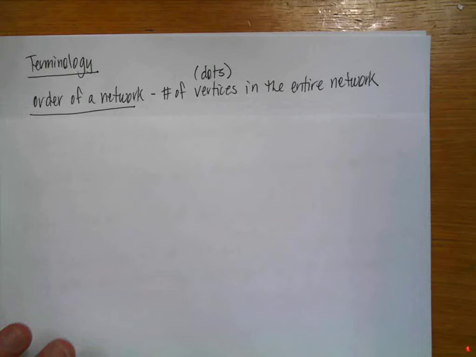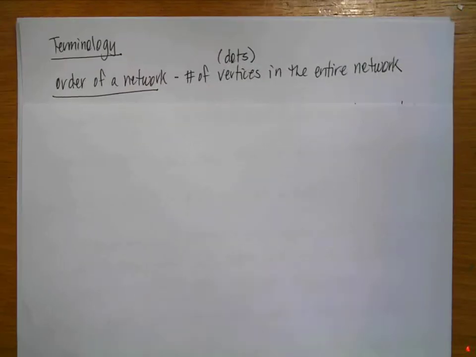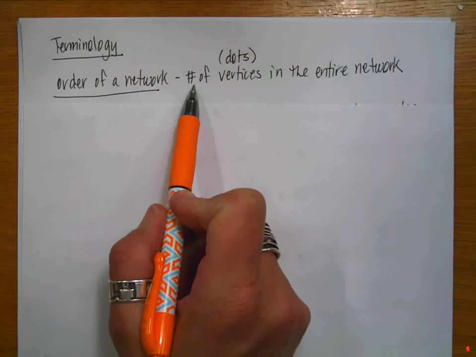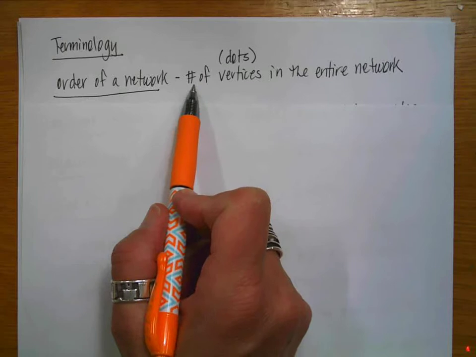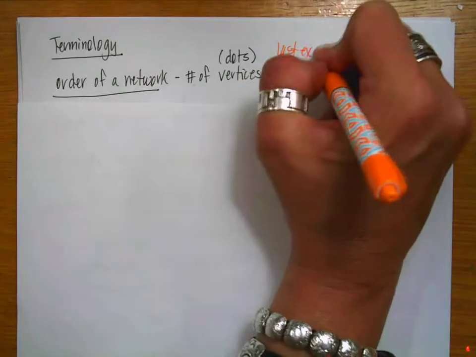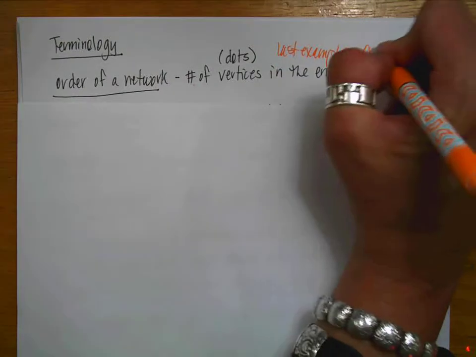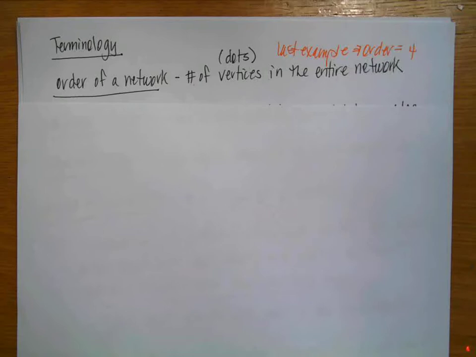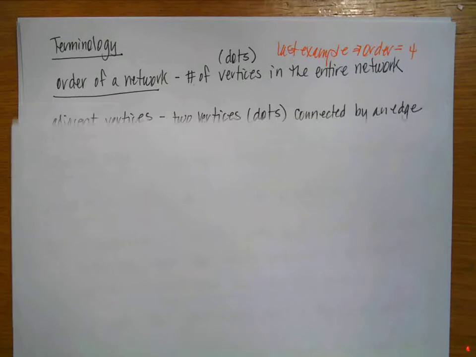So the next thing that I want to talk about is just the terminology, because we have a lot of definitions as we talk about our graph theory. The first one is the order of a network. The order is the number of vertices in the entire network. If you think about the example that we just did, we had 1, 2, 3, 4. So in our last example, the order would have been 4 because I had 4 different vertices.